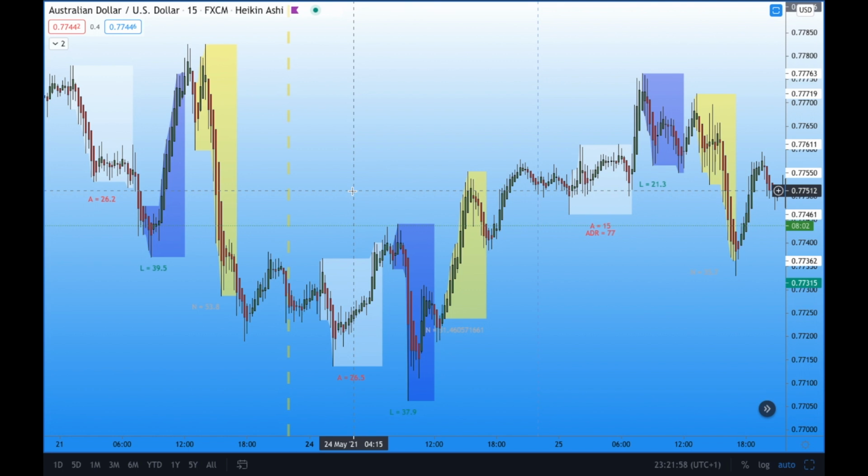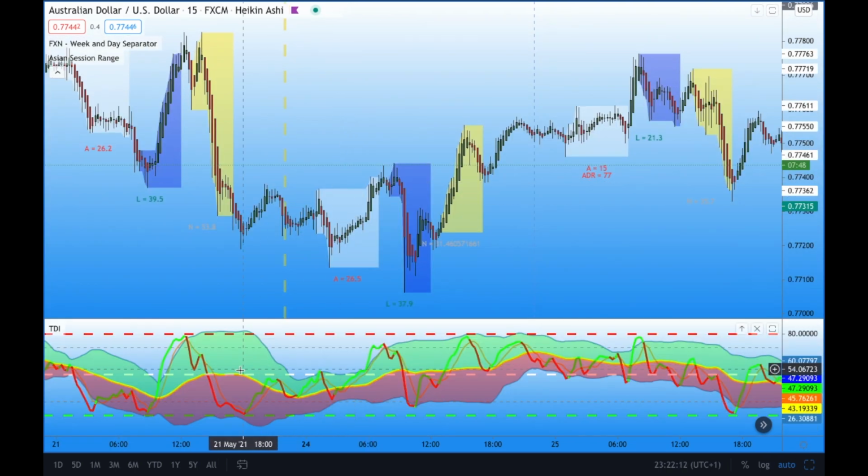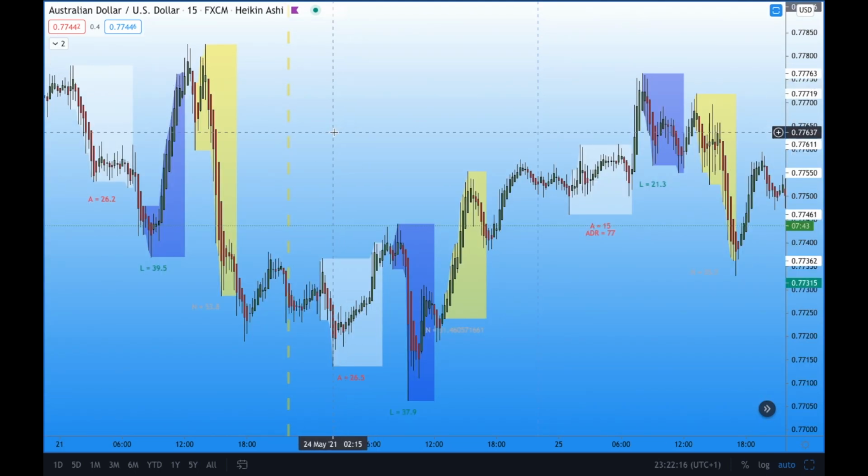As you can see, I've got one of the main confluences on here. On my chart at the moment, I've got Heikin-Ashi candles, week and day separator. I've got the Asian range indicator, and I've also got a TDI at the bottom. All of these, I will show you the settings at the end of this video, so you'll be able to add it to your own chart on TradingView. I am using that platform at the moment to do the analysis I'm showing you, and I'll just give you a little brief breakdown of what we're going to do.